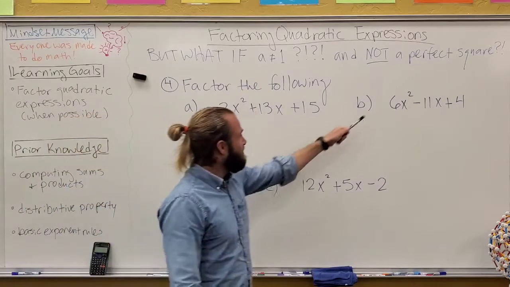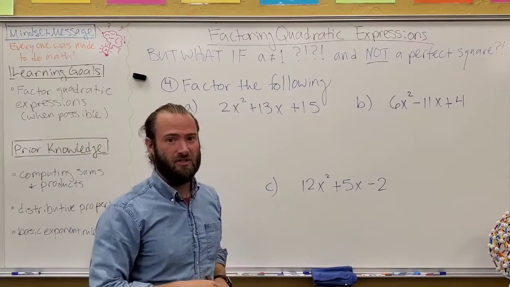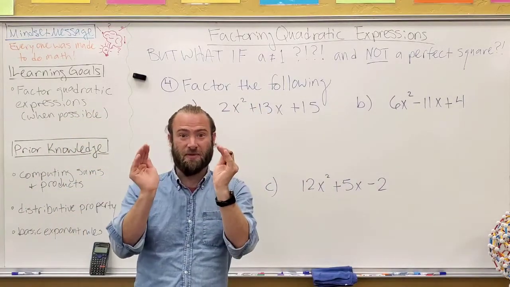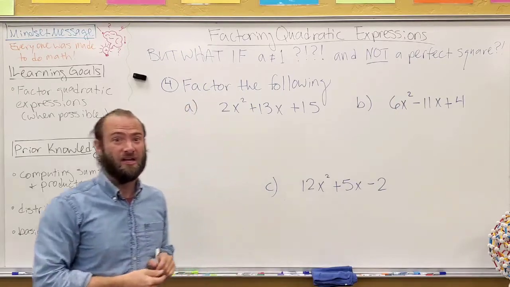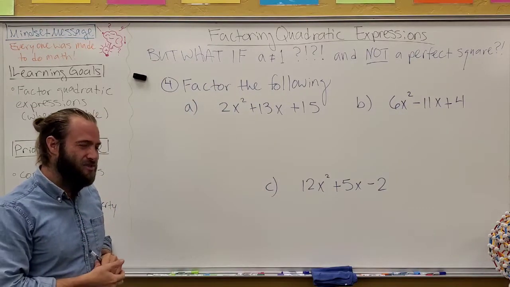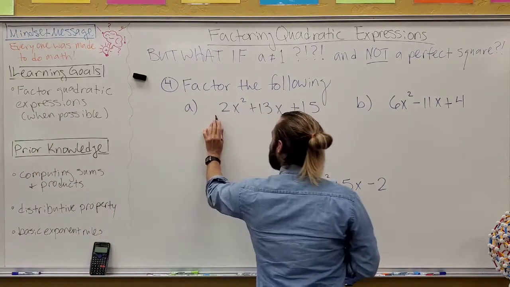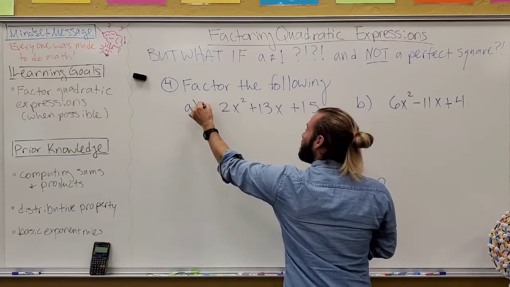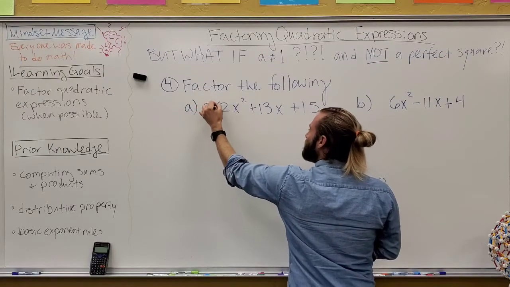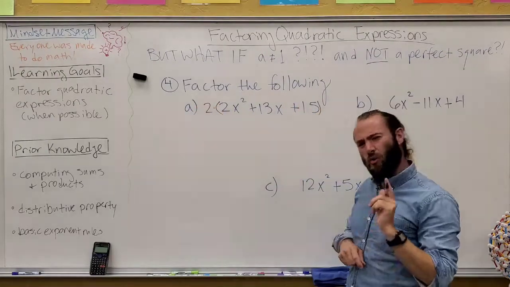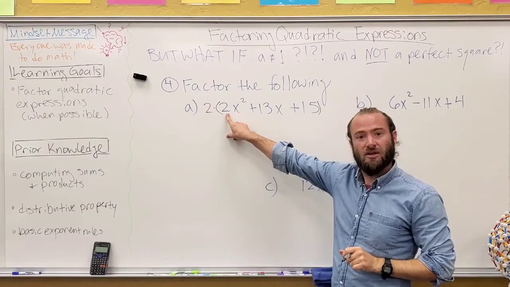These numbers are no longer just nice perfect squares. I can't just make it into something in parentheses squared right away. But when there's something you want, just make it happen. I'm going to choose to do something here. I'm going to multiply an extra copy of 2 into this whole expression. Why 2? Because that's the leading coefficient.